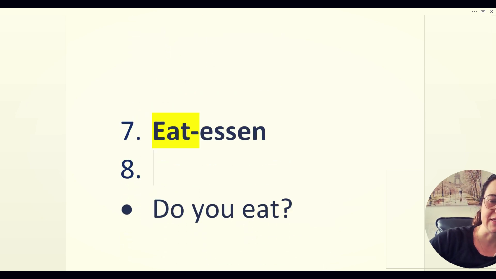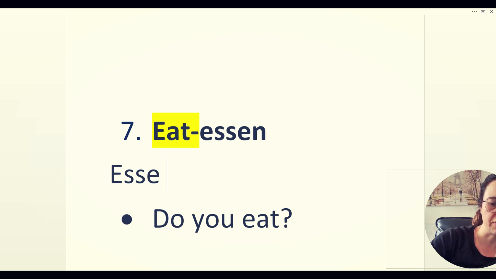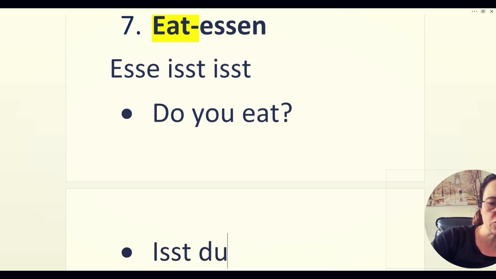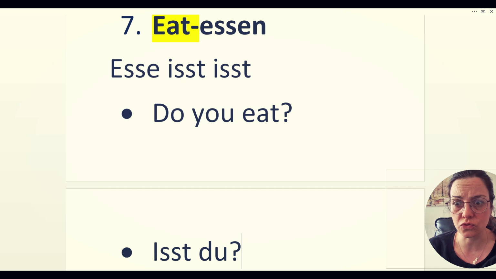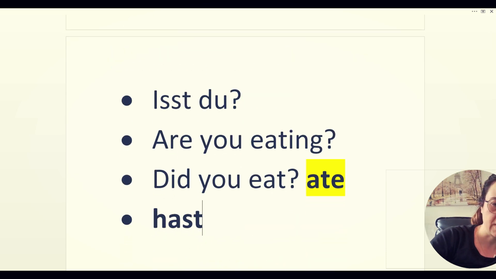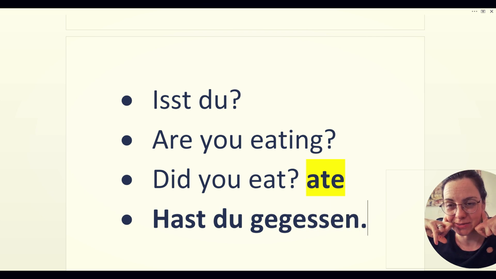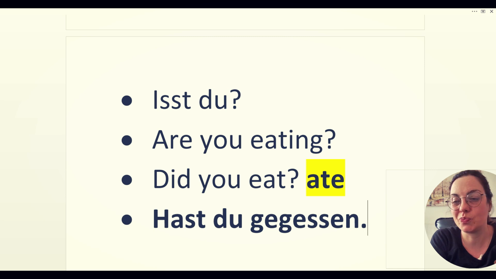Eat. Essen. Ich esse, du isst, sie, es isst. So "do you eat" or "are you eating" would be "isst du". Isst du Gemüse? Isst du Fleisch? Isst du Obst? Isst du Äpfel? Was isst du? What do you eat? And "did you eat" would be "hast du gegessen". You have to learn these past participle forms of the irregular verbs. I mean, the same as in English: eat, ate, eaten. Sprechen, gesprochen. Speak, spoke, spoken, etc.